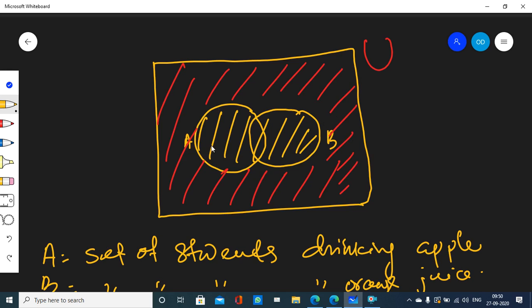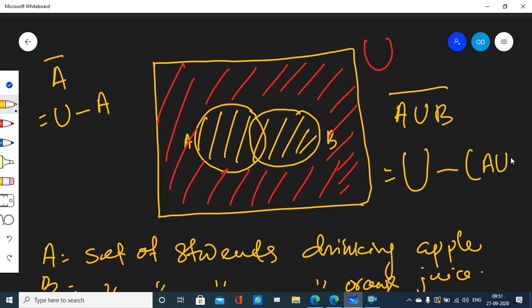Now guys, will you be surprised if I tell you that this red shaded region is equal to A union B whole complement? Because what is A complement? A complement is U minus A, right? Universal set minus A. Remove set A from the universal set. Whatever is left, that is A complement. Similarly, remove the entire A union B, anything that has to do with apple or orange. Take them out.